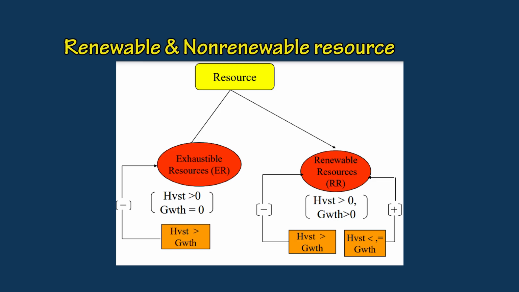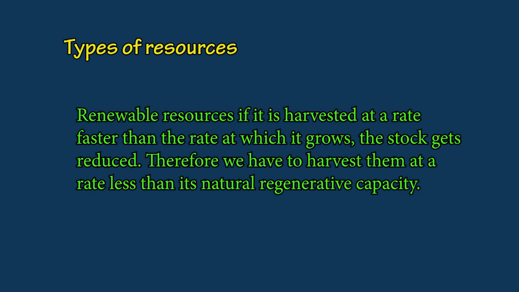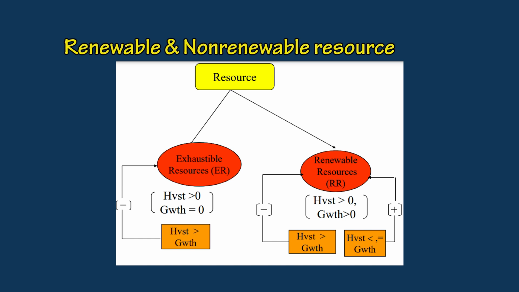In this diagram, we have two types of resources, renewable and exhaustible. Now, one thing we have to keep in mind is that even for a renewable resource, if the rate of extraction or the rate of harvest is much greater than the rate of growth, then ultimately the stock of the renewable resource will also be depleted because it will not have the time to regenerate itself. This simple diagram basically explains this interrelationship between the two.